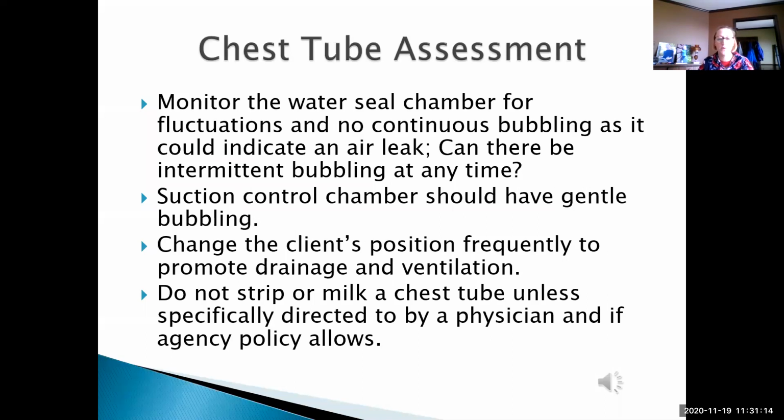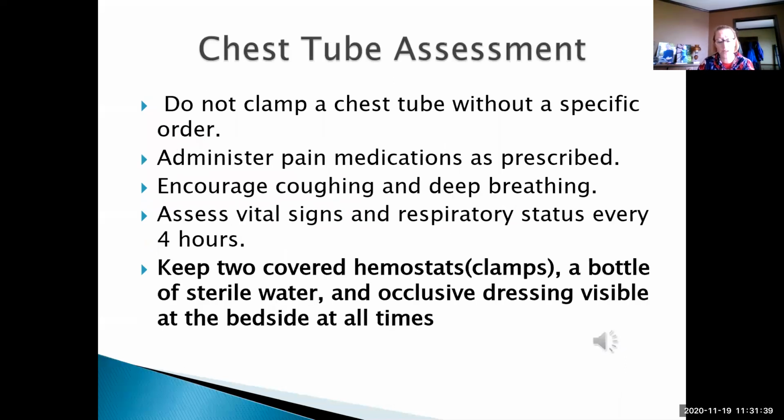Milking, I mean, most places you might do a little bit of milking, but milking the chest tube, kind of like what we do with our Foley catheters, to facilitate drainage, also does kind of promote a little bit of additional suction as you're doing that. So really, unless the policy allows you want to try and avoid milking your chest tubes as well. You don't ever want to clamp the chest tube without a specific order.